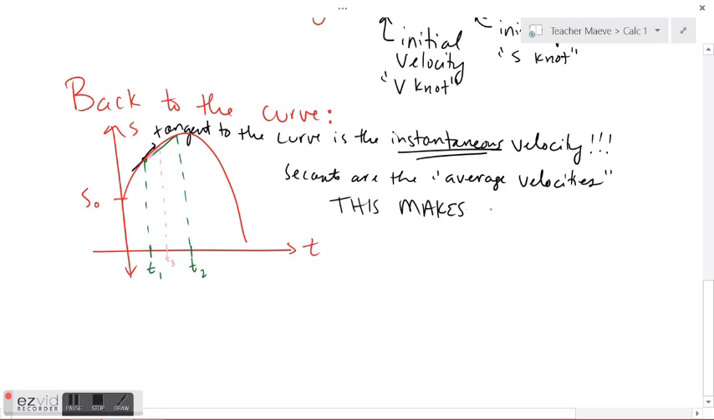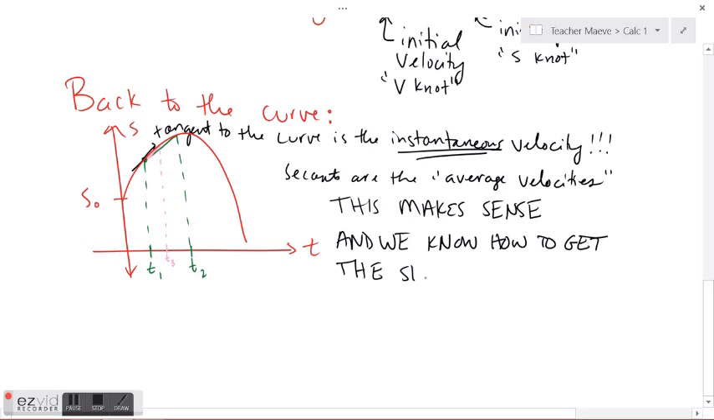This makes sense. Think about slopes. You're taking distance over time. And we know how to get the slope of the tangent line.